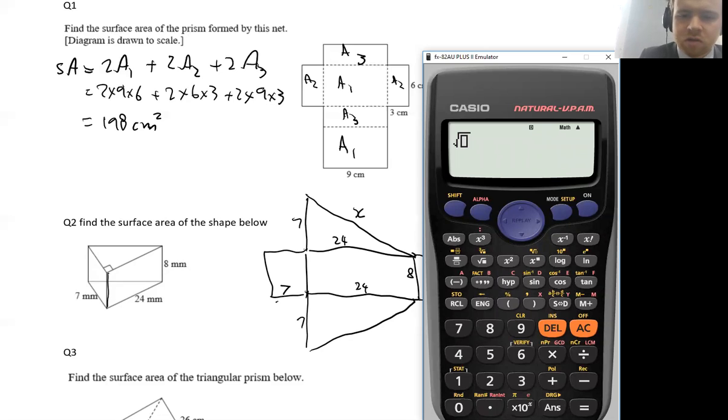So square root of 7 squared plus 24 squared equals 25. What do you know?